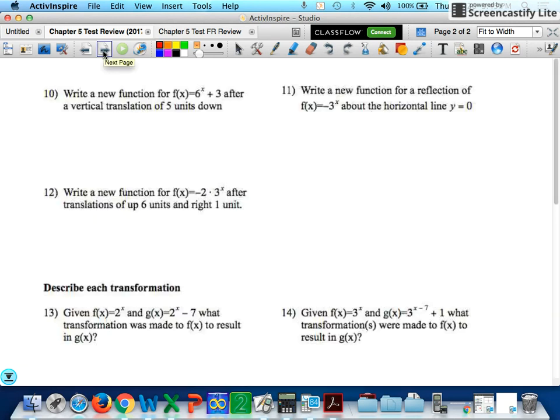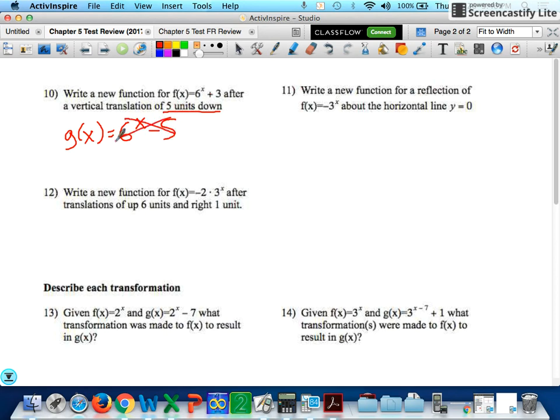Number 10, we're doing a vertical translation 5 units down. So our new function is g of x equals 6 raised to the x power. And when we do down and up with vertical translations, we work with the numbers out back, and there was already a number there. Okay, so I know a lot of people are going to look and say, oh, 5 units down, that means minus 5.